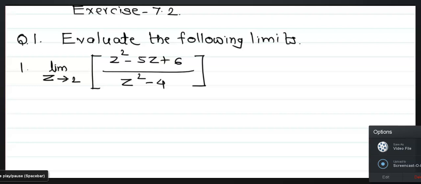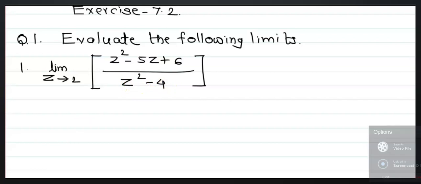All the examples are easy. You will ask why we are not substituting the values directly here. We do not substitute directly, because we get the indeterminate form 0 upon 0. And to avoid this form, we try to factorize. We try to find the correct limit of the given function. These are all algebraic limits. Algebraic limits means the polynomial functions are there: f of z is z square minus 5z plus 6 upon z square minus 4.